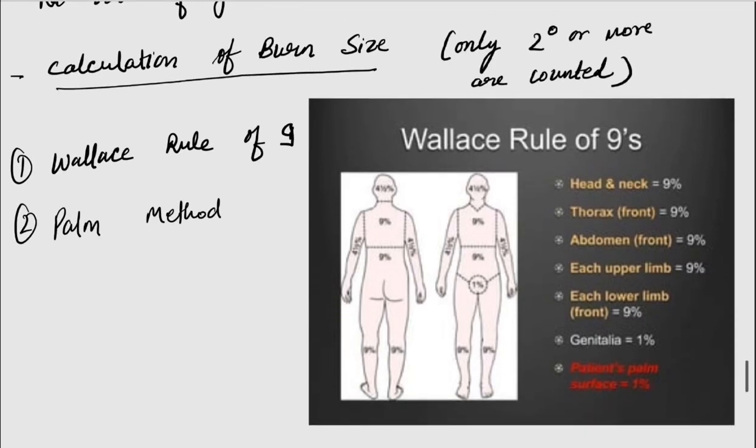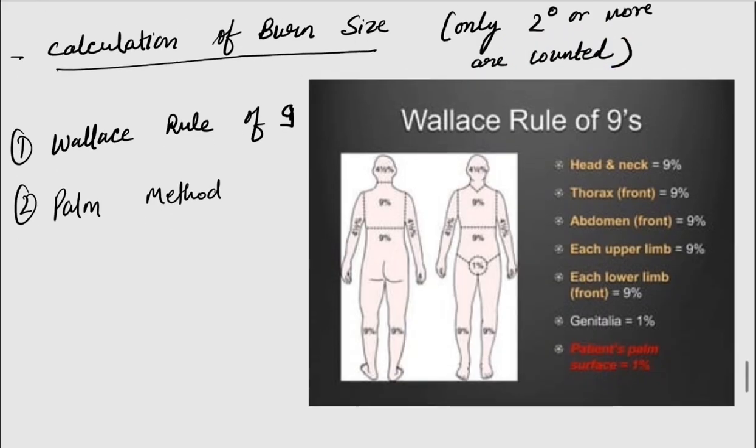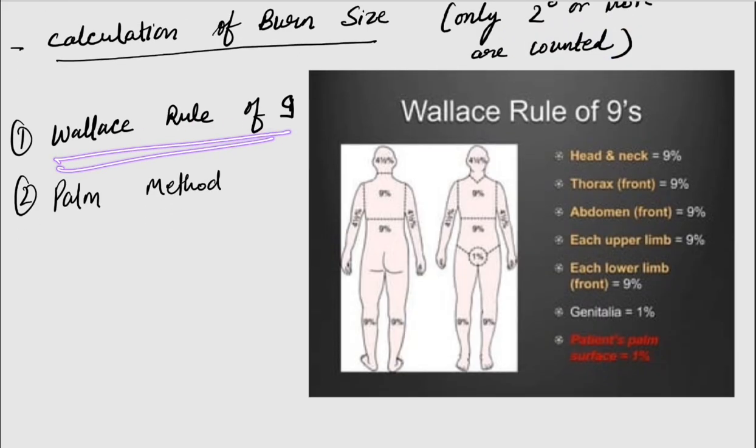Now coming to the calculation of burn area. For calculation of burn size, only second degree or more severe burns are counted. First degree burns are not counted. Coming to the Wallace rule of 9, it states that the head and neck region has 9 percent. Anterior chest has 9%, posterior has 9%, one arm has 9%, other arm has 9%, one whole leg has 18%, the other whole lower limb has 18%, and the perineum has 1%.